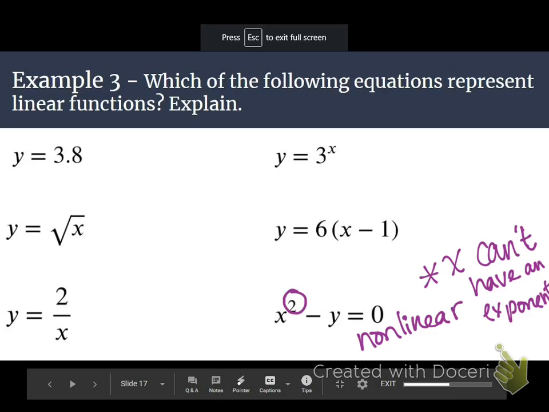Okay, so on this one, the only ones that ended up being linear were y equals 3.8 and y equals 6 times x minus 1. All the other ones had issues that made them nonlinear. Questions, concerns?